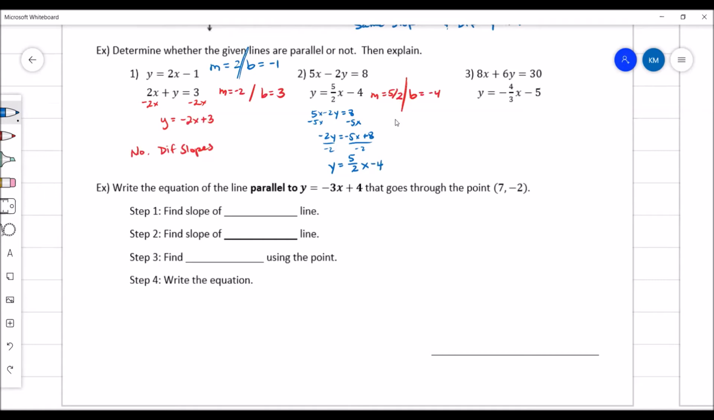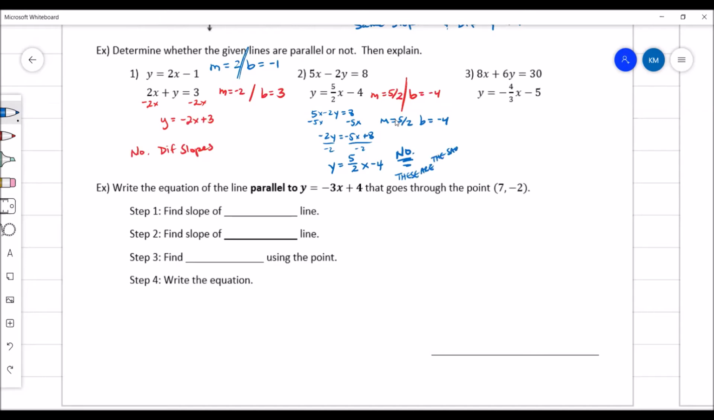Okay, so as we look at our slope, it is 5/2. It's the same. Our y-intercept is -4. It's the same. Are these lines parallel? No. Okay, you might be like, wait, the slope was the same. Yes, the slope was the same, but also the y-intercept was the same. These lines aren't parallel. They're the same line.